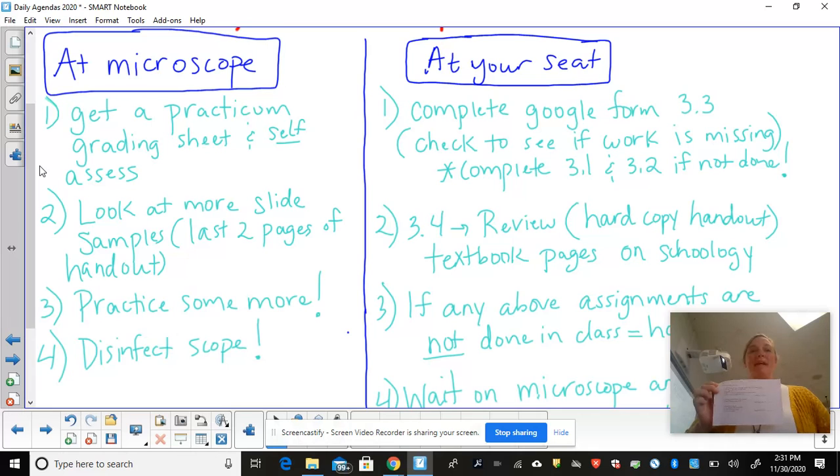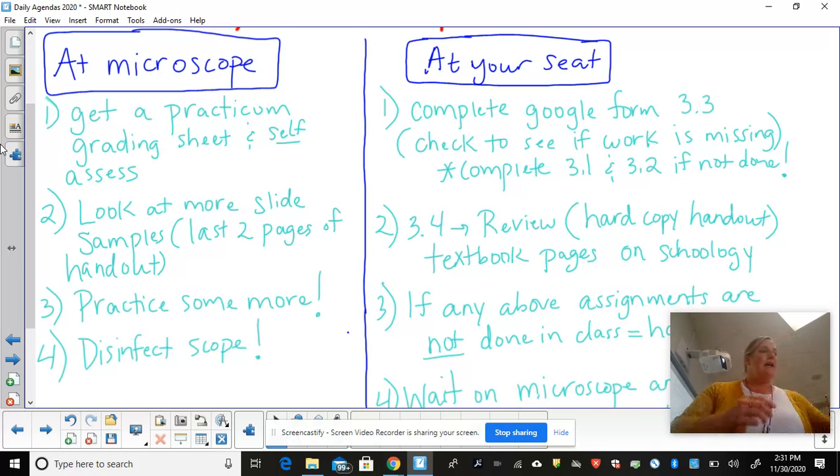So during that 30 minutes, you need to be using this. Okay, you can actually use this self-assessment when you look at some of those slides, and that's totally fine. So look at more slide samples, like I showed you the last 2 pages of the handout, and then practice some more. So if you have additional time at the microscope, don't waste it. Practice, practice, practice.